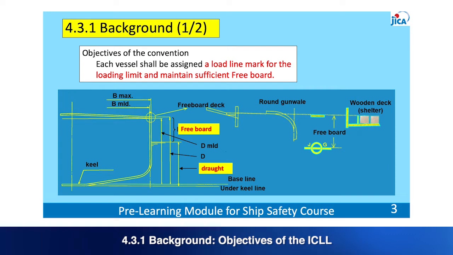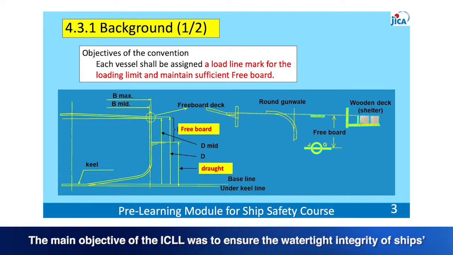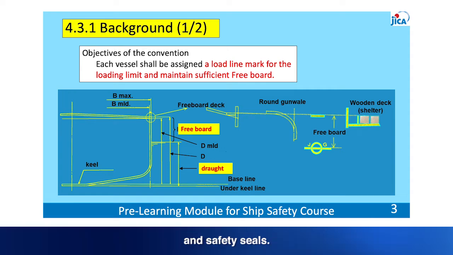4.3.1 Background, Objectives of the ICLL. It has long been recognised that placing limitations on ships' drafts can contribute significantly to their safety. These limits are given in the form of freeboards. The main objective of the ICLL was to ensure the watertight integrity of ships' hulls below the freeboard deck by maintaining sufficient freeboard and safety seals.